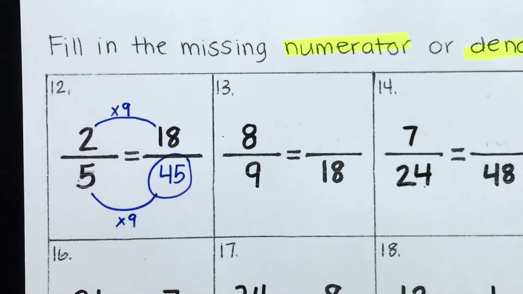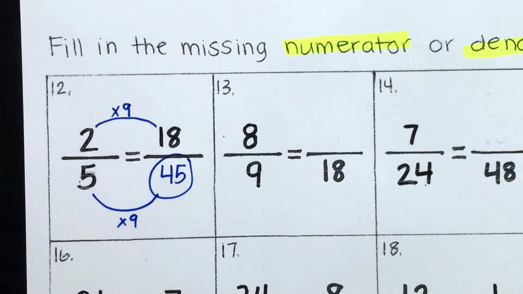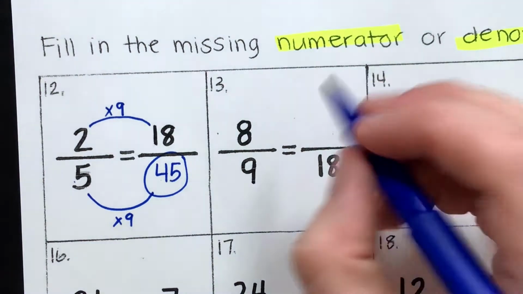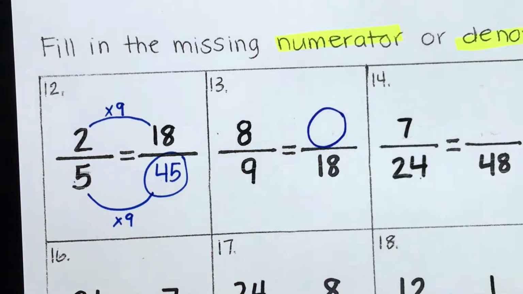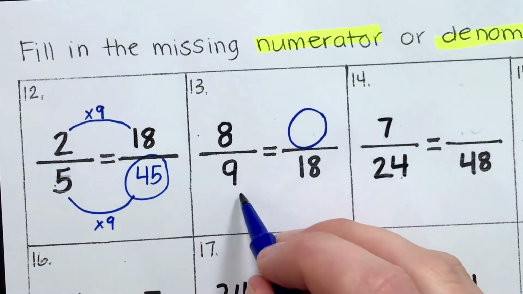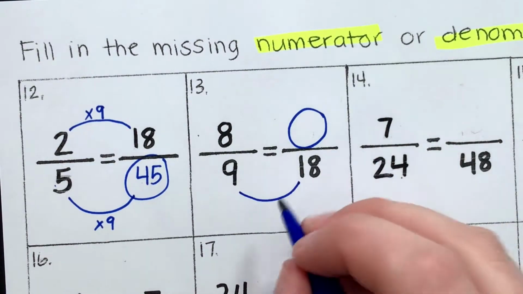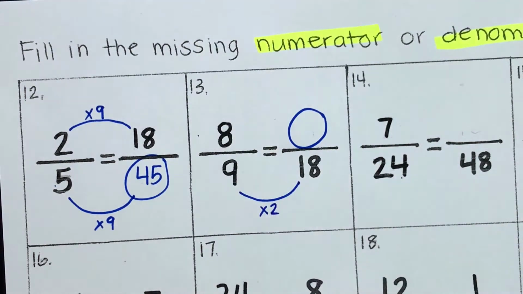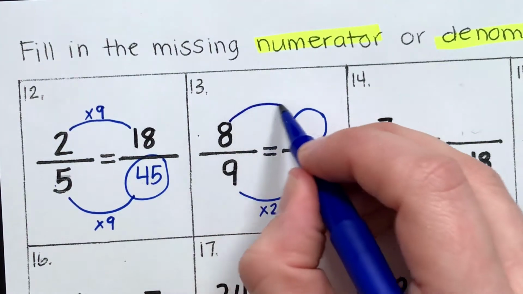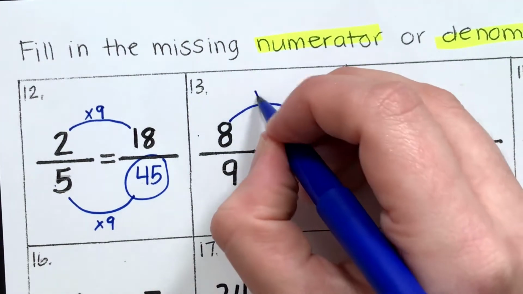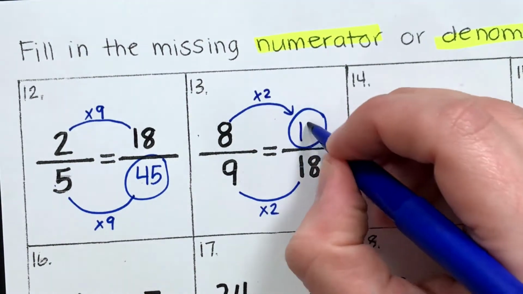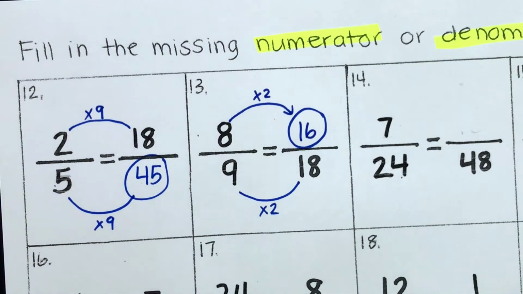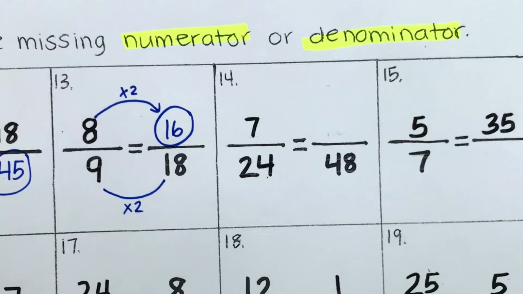Okay, this is one of those fraction activities that I feel like once you get the hang of it, it's actually kind of fun to do. You're like a detective. You need to figure out what that mystery number is. All right, so the connection between 9 and 18, again, we're just multiplying by 2. 9 times 2 gives you 18. So then we have to do the same thing on the top. 8 times 2 gives us 16. So 16 is our mystery number.